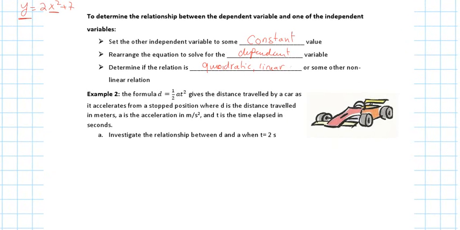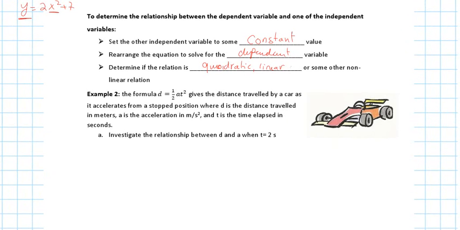What do you guys think? How many variables do I have here? 3 variables, which are distance, acceleration, and time. What are my dependent and my independent variables? The dependent is D, and it depends on the time and acceleration. Perfect. Now, this is asking you to investigate the relationship between D and A when T is 2 seconds.